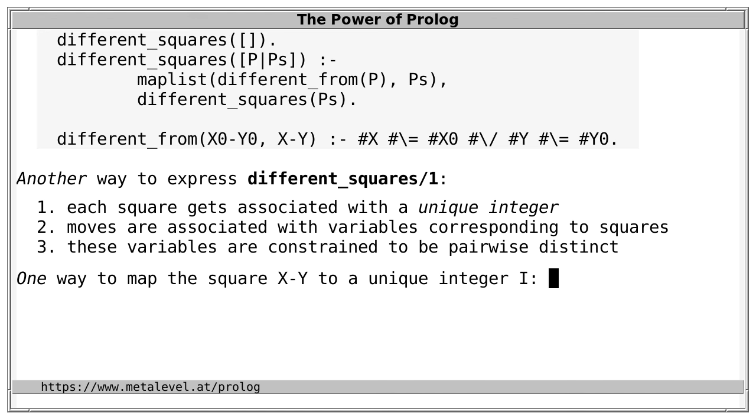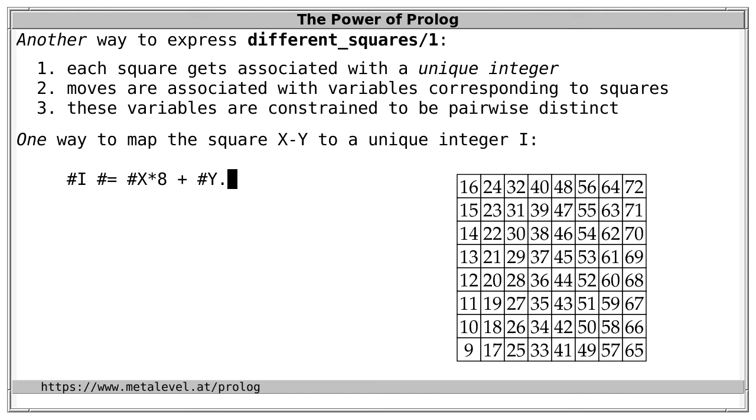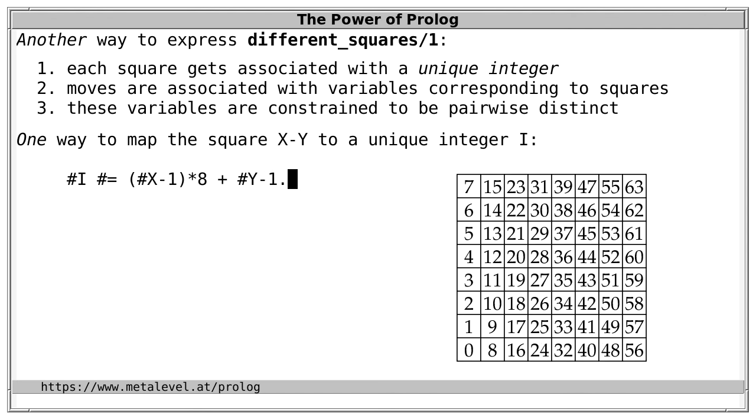Now, how do we map squares from pairs of coordinates to integers? Here's one way. Let's simply regard a square x, y as an integer in base 8. So we can use an arithmetic constraint to say for each square x, y, the integer I is x times 8 plus y. Okay? This means that the squares correspond to integers like this. We can tweak this a bit so that the integers start from 0. So in this way, we associate each square with an integer, and that lets us eliminate the disjunction.